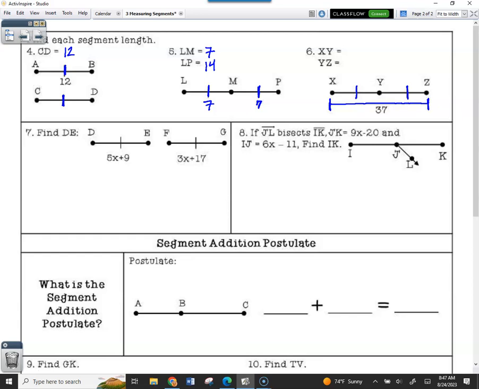And we need the two halves. So what do we do? Divide it in half. What do you get? Yep.